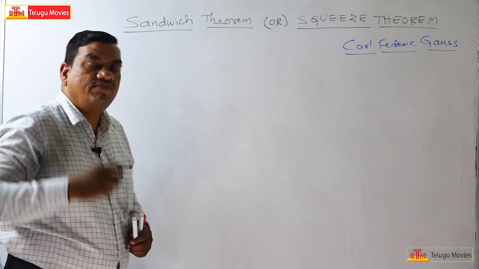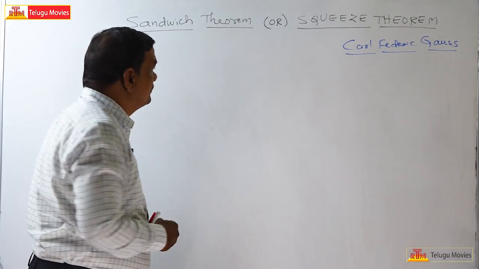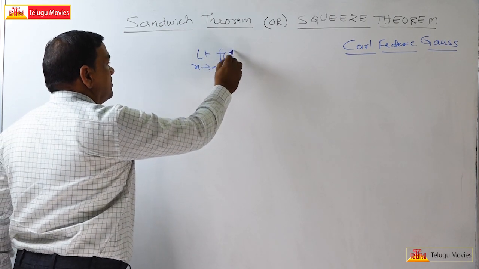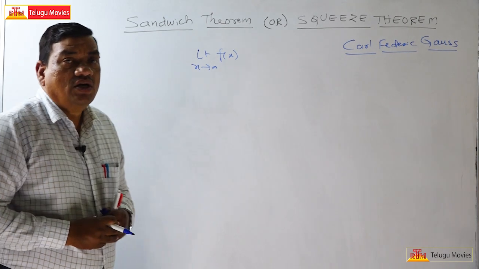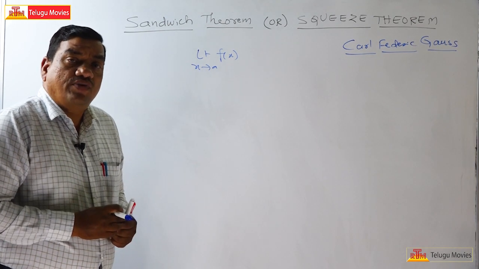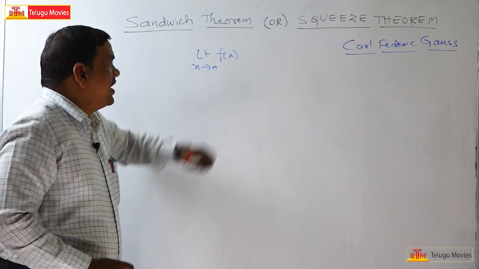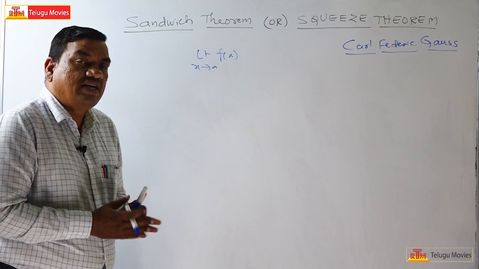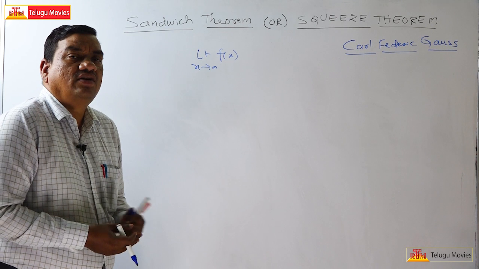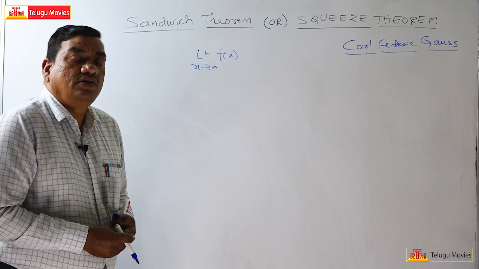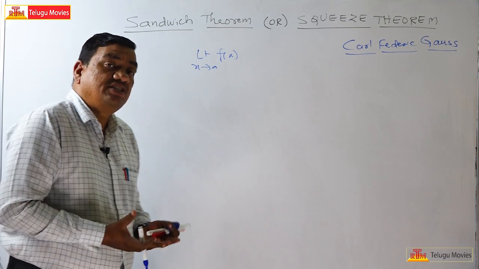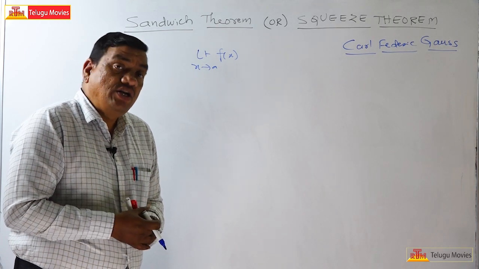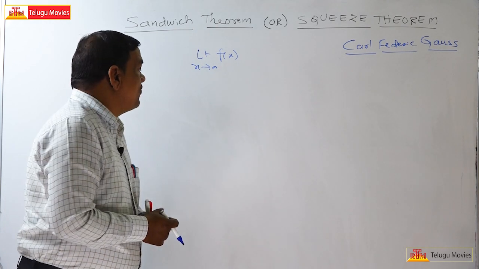What is the sandwich theorem? For example, limit as x tends to a of f of x. One function is there. It is difficult to find the limit as x tends to a of f of x, the limit of the function f of x as x tends to a. It is somewhat difficult, or the limit may not exist.